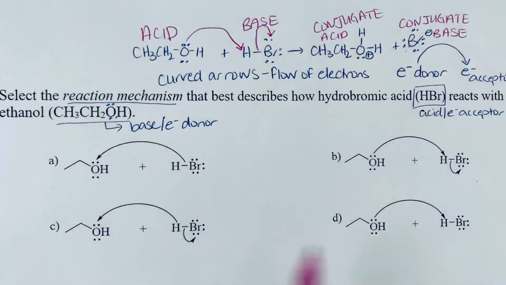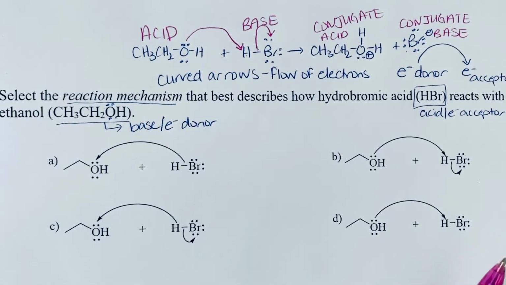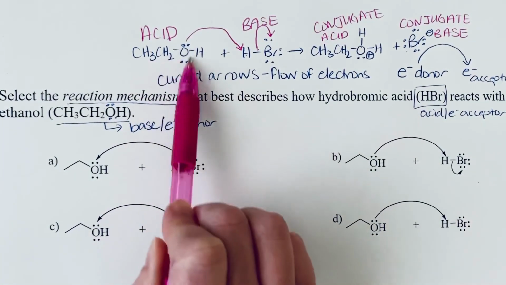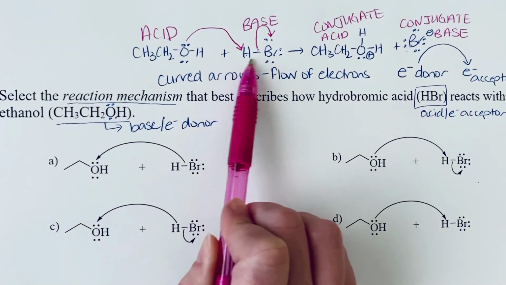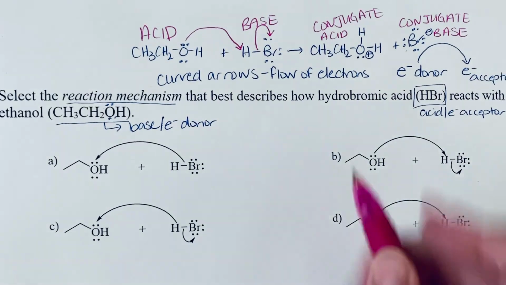And so this question was simply asking us about the proper electron flow. So we are looking for the mechanism that has the electrons originating on the oxygen of the ethanol, flowing towards the hydrogen of the hydrobromic acid, and then breaking the hydrogen-bromine bond. And that's what we see here in B.